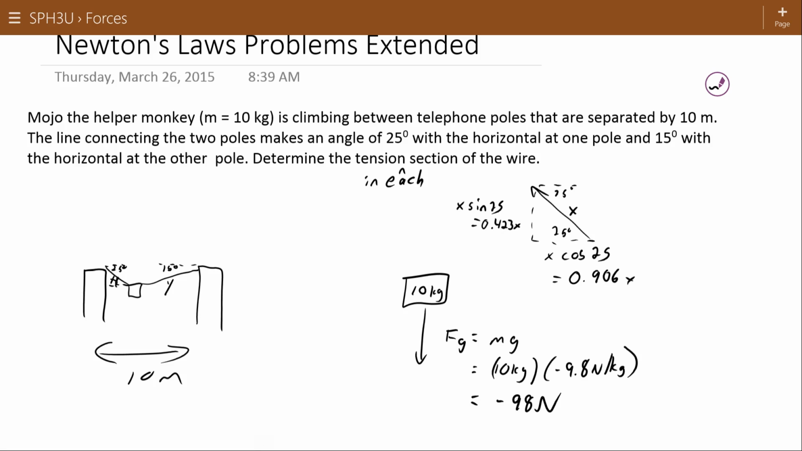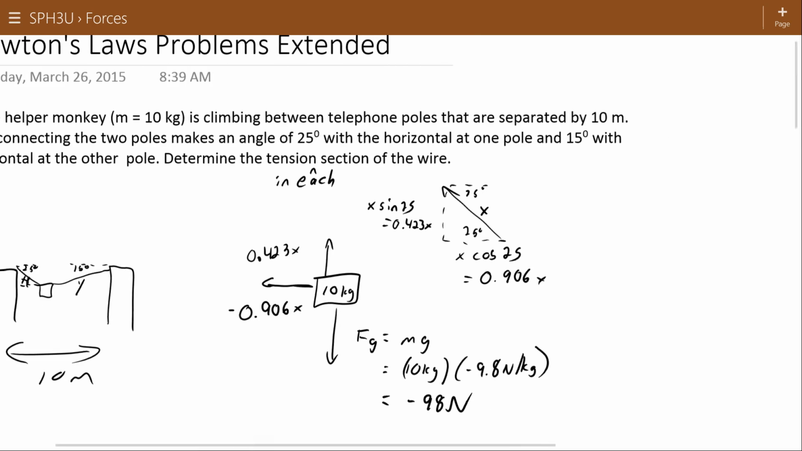Having broken that vector into components, I can put it onto the free body diagram now, and I don't have to put a force on an angle that's going to be confusing later. I'm also going to call this my negative x direction, so I'm going to say that that's negative 0.906x. So there's my force of tension from one of the strings.